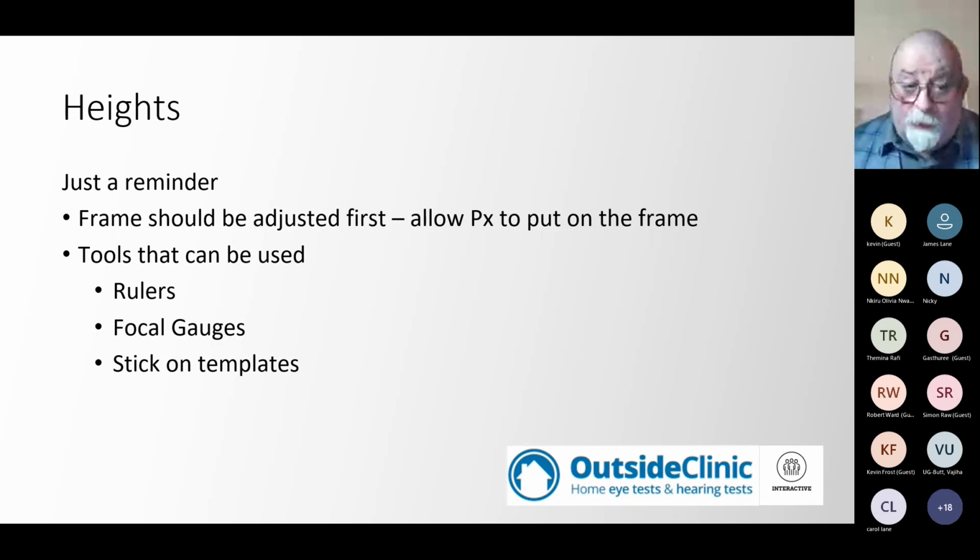However, what I do once I've checked the heights, I will take the frame off the patient. I will mark on the position that I've measured, and then let the patient put the frame back on, so I can see that the dot is where I thought it would be. And again, if you've got somebody that is sat in a wheelchair or sat in a high back chair, you are going to find that this is going to be a little bit higher than you would normally expect.